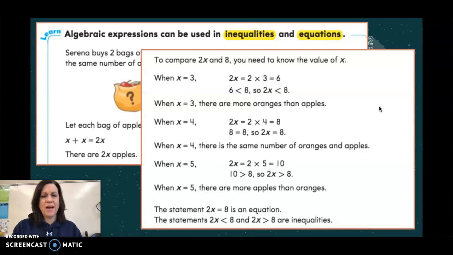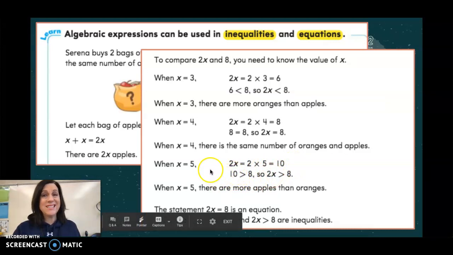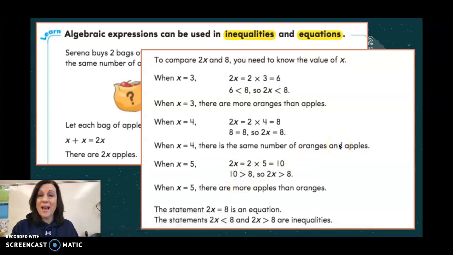All right, what about when x equals 5? Okay, so we replace that x with 5 right here. So 2x equals 2 times 5, which equals 10. All right, so now we know that 10 is greater than 8. So 2x is greater than 8. So when x is 5, it means that there are more apples than oranges.